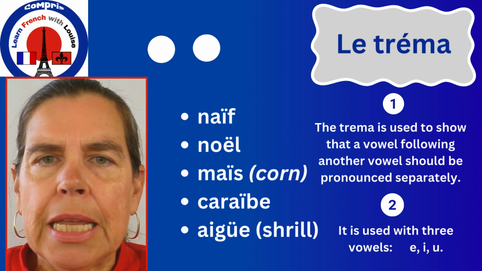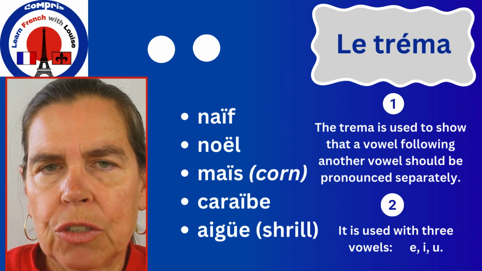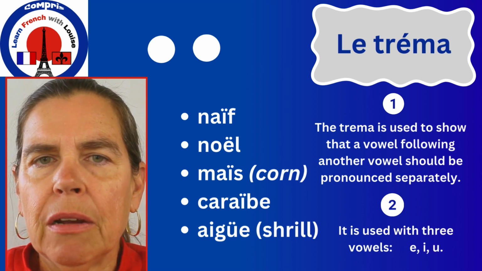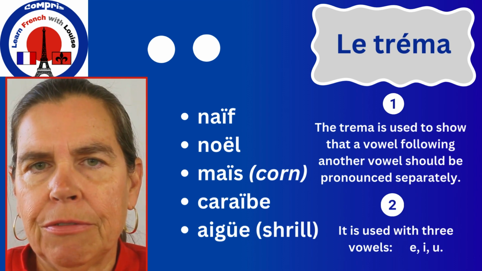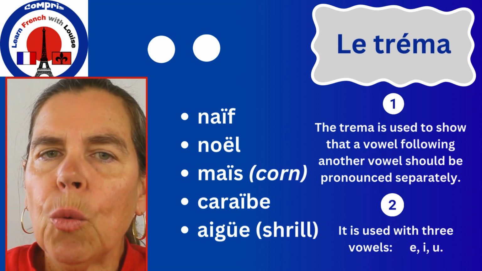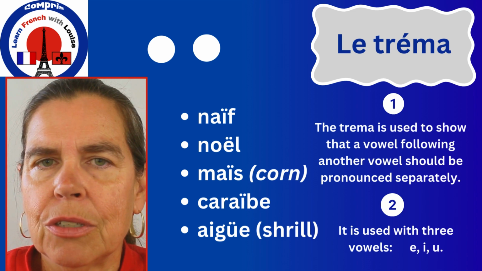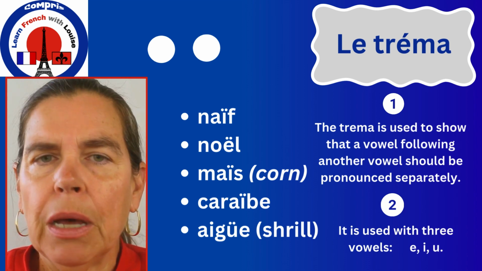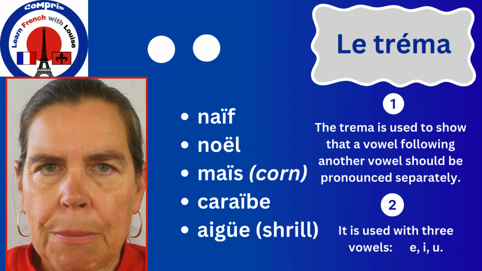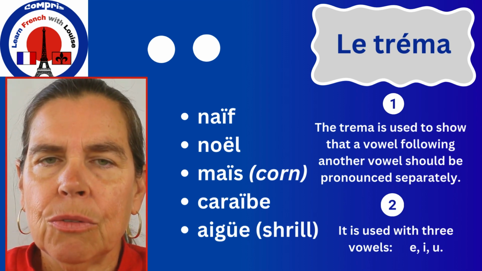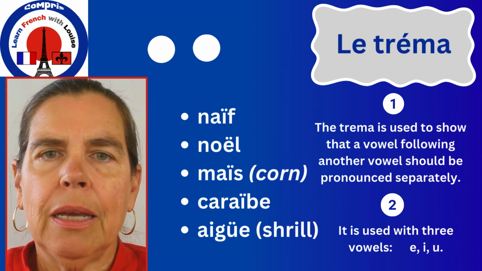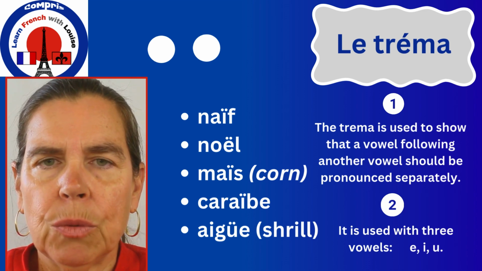So the first one is naïf, naïf, which is the French word for naive. If there was no tréma there, the word would sound like naf. We would not hear the I. Second word is Noël, Noël, which is the French word for Christmas. Without the tréma, it would be Nôl. The third word is maïs, maïs, French word for corn. Without the tréma, first of all, the word would be mais, and it would mean but. It would be a completely different word.